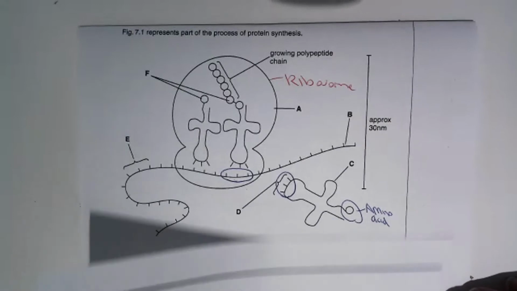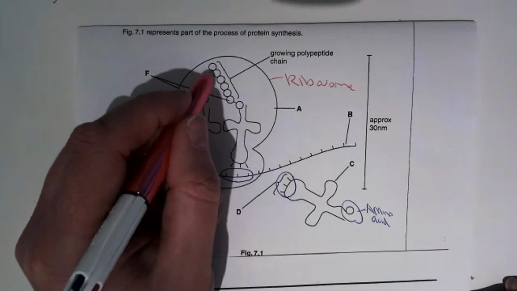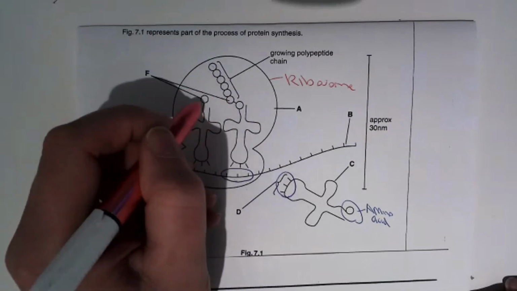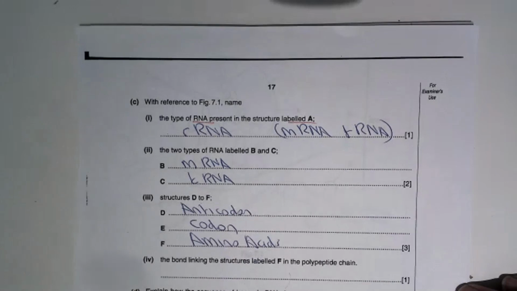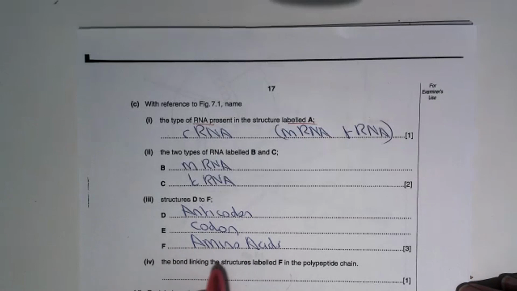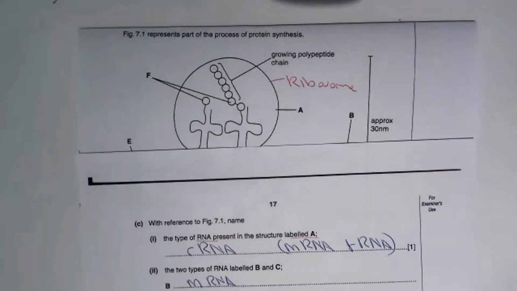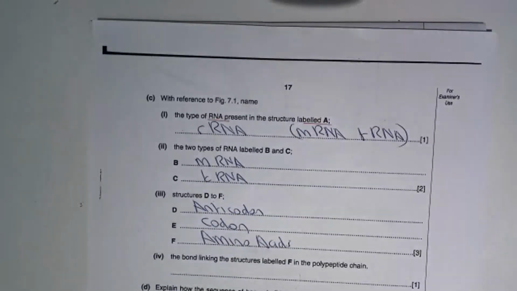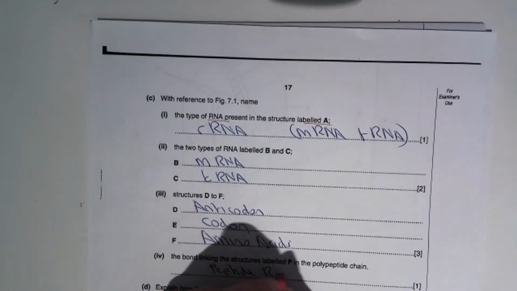Part F, these structures here that are joining together to make this polypeptide chain. So you have to have an understanding of what makes up the polypeptide chain. So the structures that make up the polypeptide chain are the amino acids. And the final part of this question, it says the bond linking the structures labeled F in the polypeptide chain. So we've got the polypeptide chain. What are the bonds between these amino acids? So it's recalling the name of the bond, which is a peptide bond.